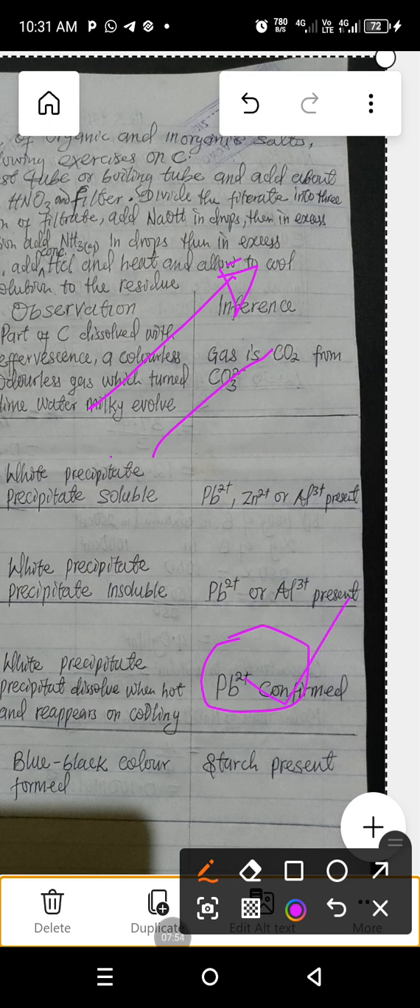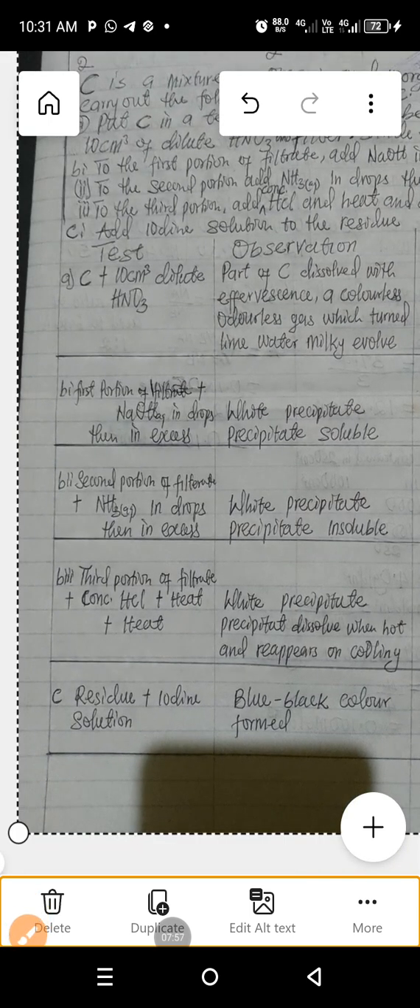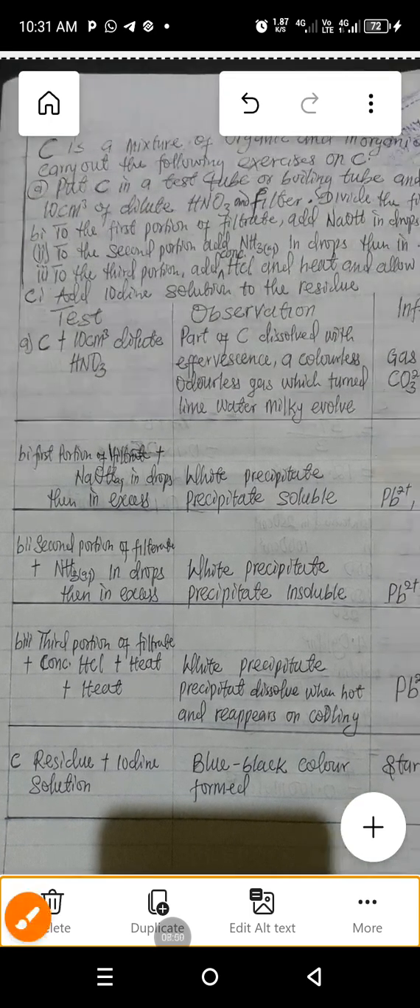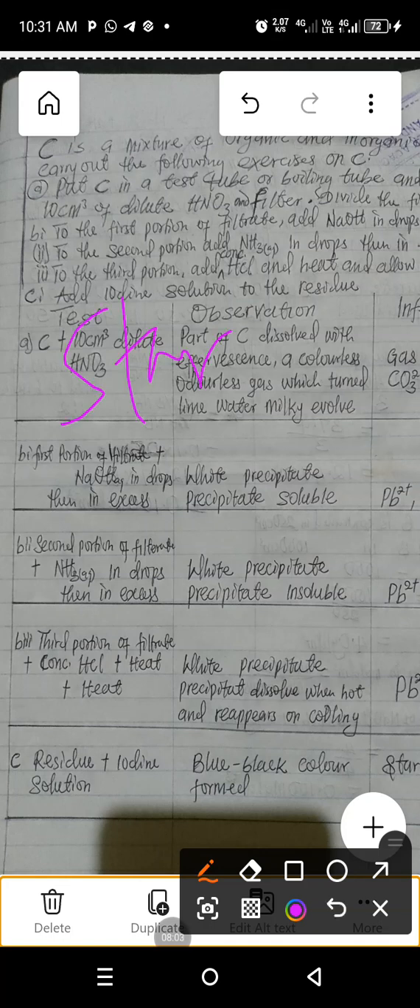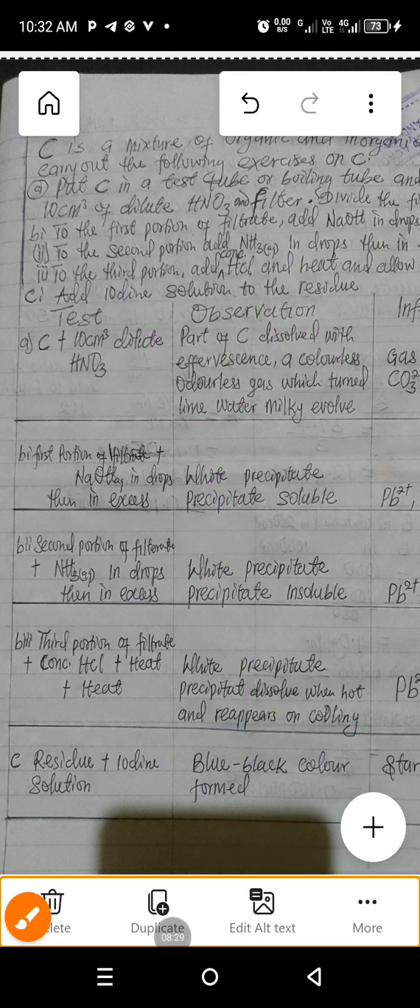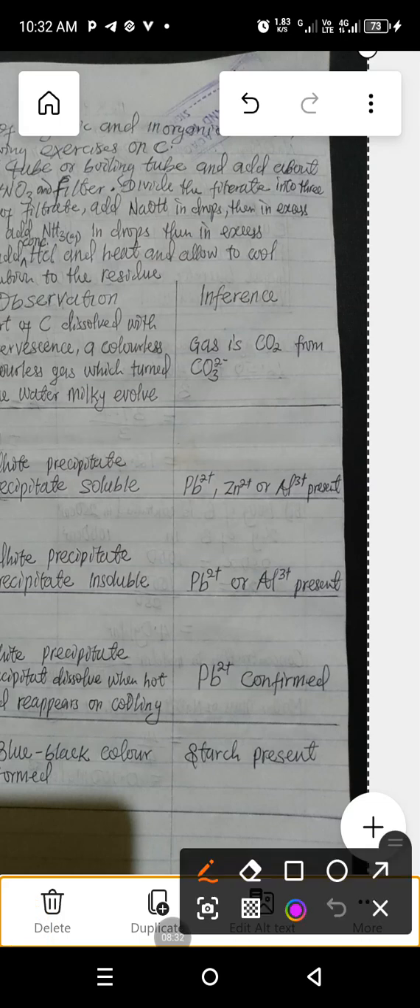Now the residue, recall, is starch. So if we add iodine to starch, it's going to turn blue black, and that will confirm the presence of starch. So residue plus iodine solution, say blue black color formed, or you can also say dark blue. If you don't know blue black, you can say dark blue color formed. And then the inference will be that starch is present. And so this is the forecast for this 2026.